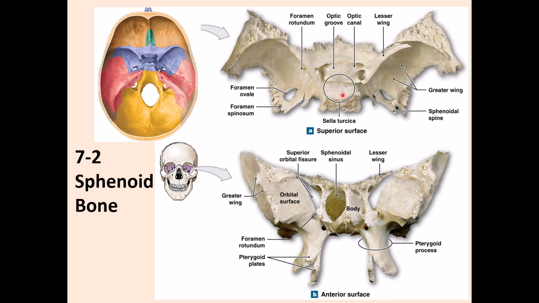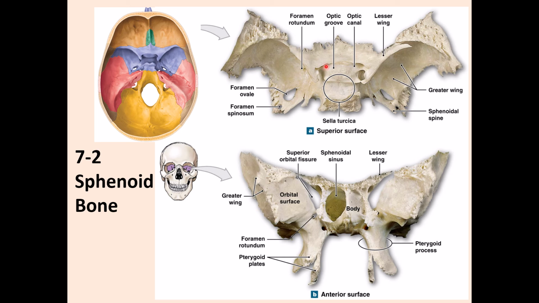Pituitary gland. There are 3 different foramen here. This is foramen rotundum, so the second branch of cranial nerve 5 passes through that. Foramen ovale: the third branch of cranial nerve 5 passes through that. This is the second branch of cranial nerve 5, and this is the third branch of cranial nerve 5 passing through that.